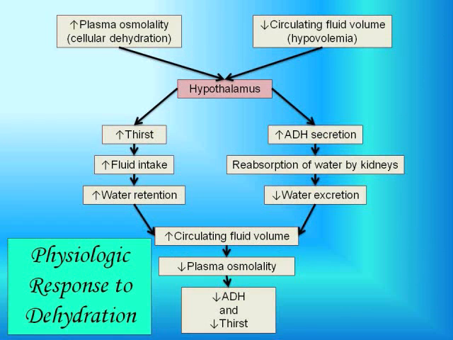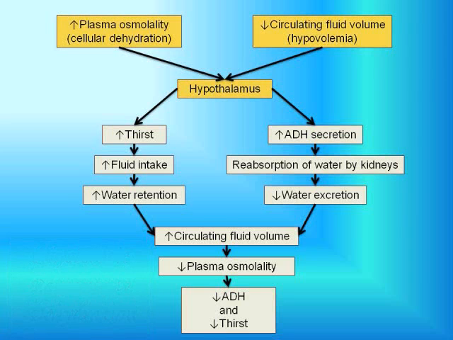Okay. Physiologic response to dehydration. This graph is really not as complicated as it looks. Initially, with dehydration, we have an increase in plasma osmolality. That means cellular dehydration. And we've got a drop in circulating blood volume. That's hypovolemia. Both of those messages get passed to and through the hypothalamus.